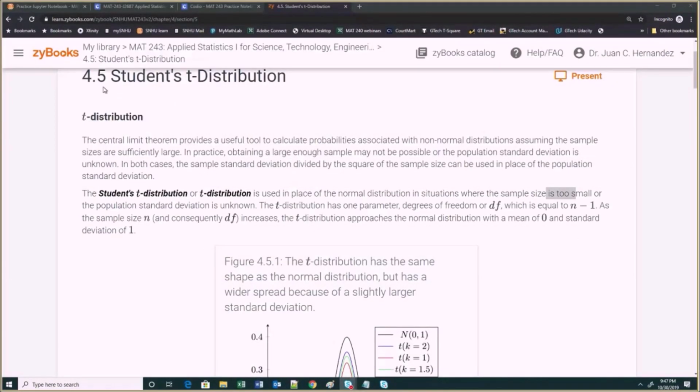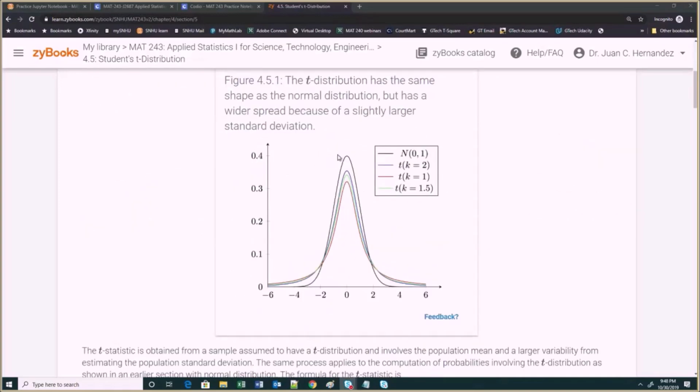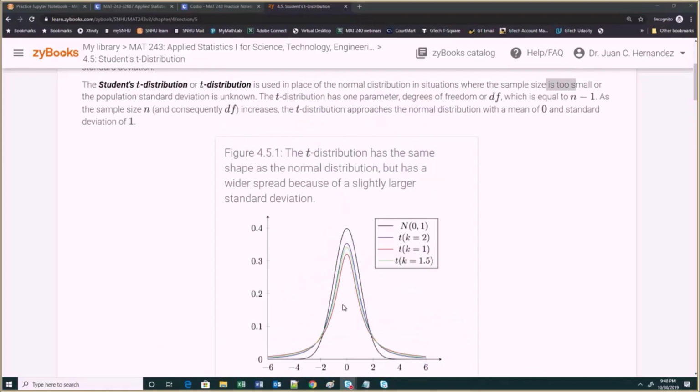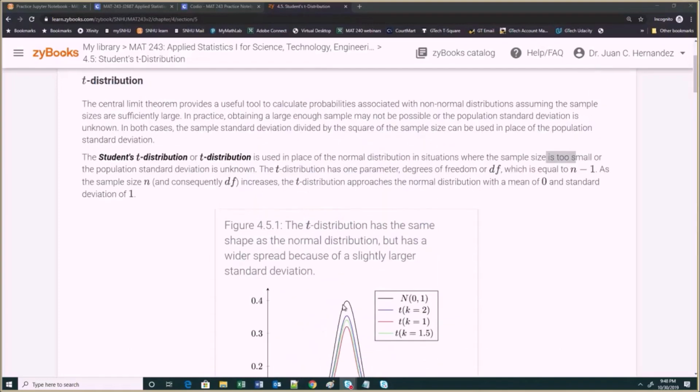That takes us to section 4.5, that is on students' t-distribution. So as we will see here, the student t-distribution looks to be quite similar to the normal distribution in that it is still a bell-shaped curve that is centered around some value, which is again the mean. But there are some differences. So Professor Wan, what is a student t-distribution and how does it differ from the normal distribution?